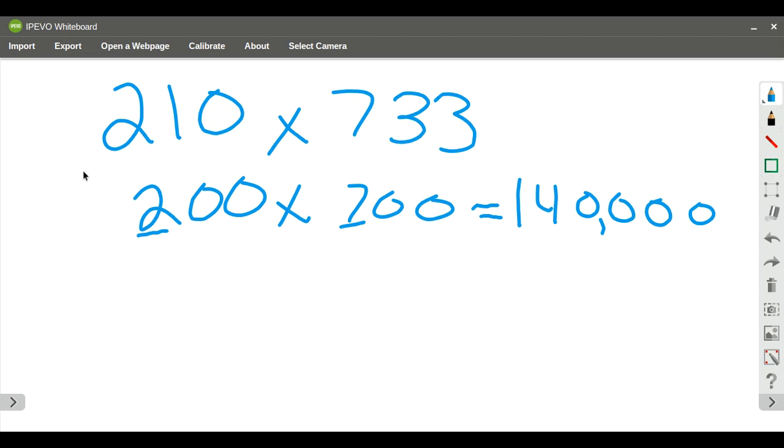Now I have to determine if this is an overestimate or an underestimate. So I have 210, and I rounded down to 200. 733, I rounded down to 700. So because I rounded both values down, it's an underestimate.